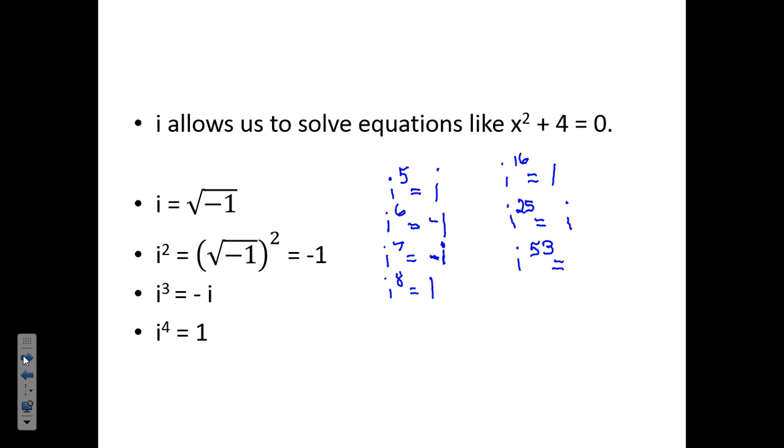53 divided by 4 is going to be 13, remainder 1. Remainder 1 says i. With all prime numbers?